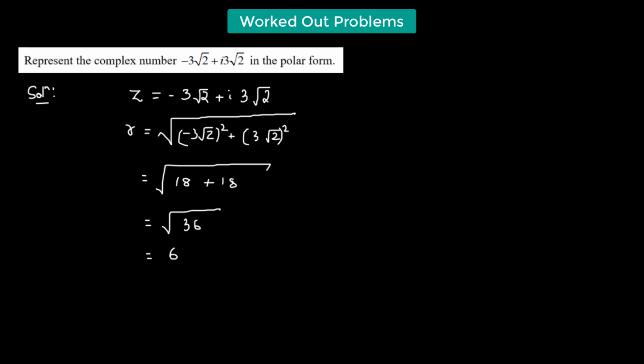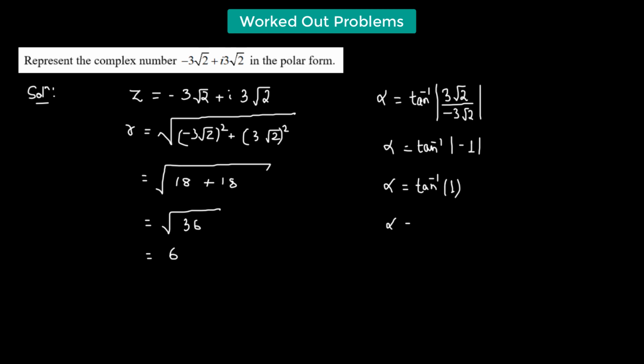Now that we have the value of r, we'll find the value of alpha. So alpha will be tangent inverse of the absolute value of the imaginary part divided by the real part. So alpha is equal to tangent inverse of the absolute value of negative 1. Since the absolute value is always positive, this is equivalent to tangent inverse of 1. So tangent inverse of 1 gives us pi over 4.